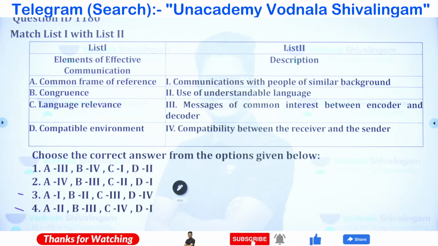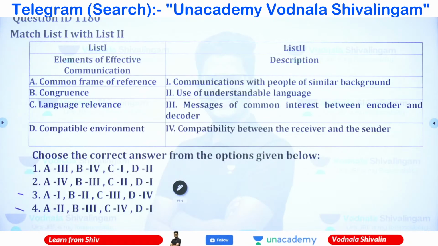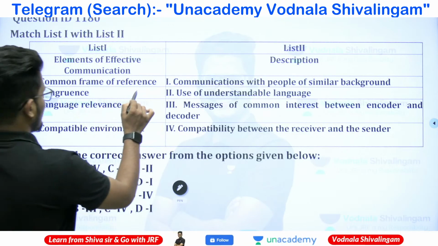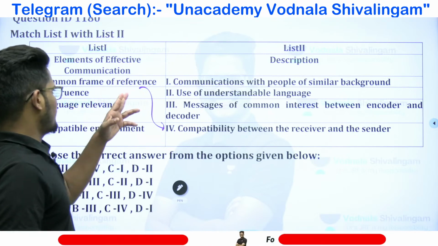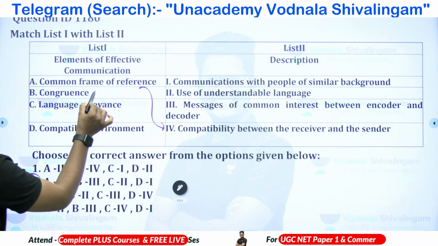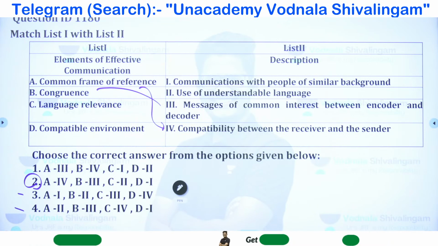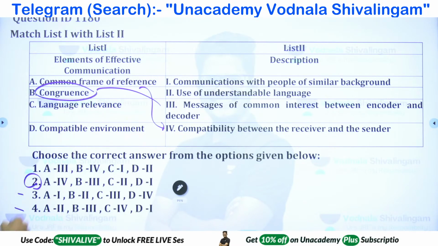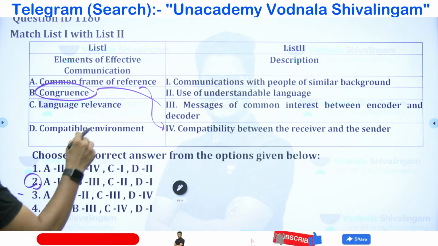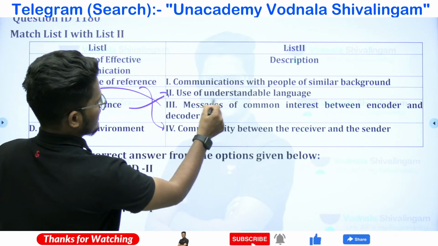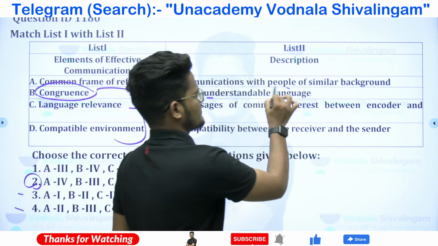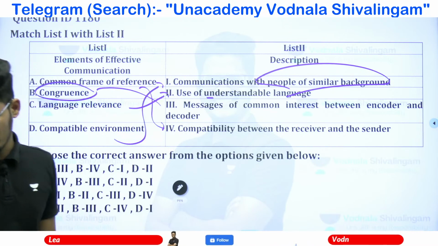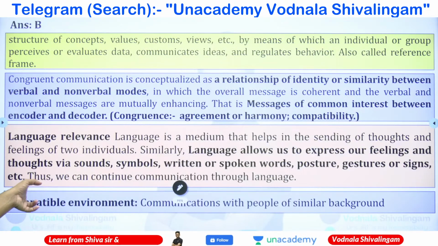Common frame of reference and congruence, language relevance and compatible environment. So option B is the given answer. Common frame of reference is the fourth one, which is compatibility between the sender and receiver's frame of reference. Congruence is a message of common interest between the encoder and decoder. Congruence means both are in the same context or same interest. Language relevance is the second one, use of understandable language. Compatible environment is communication with people of similar background. So option B is the given answer.